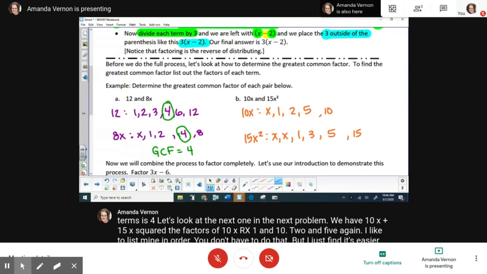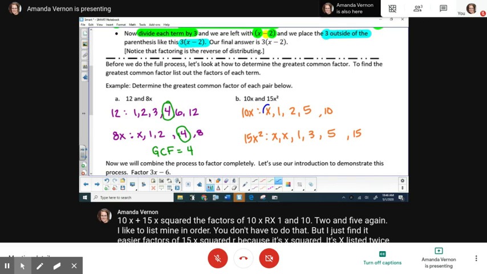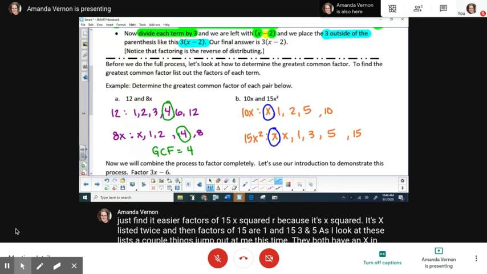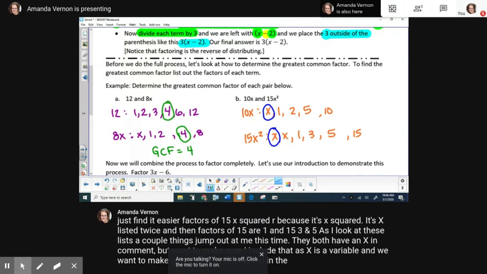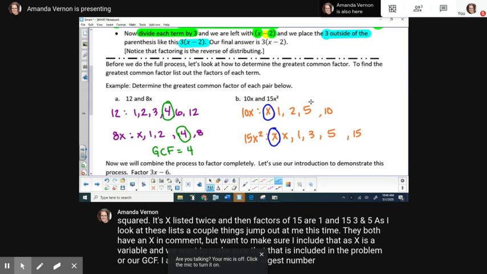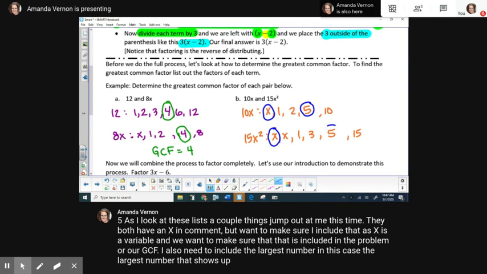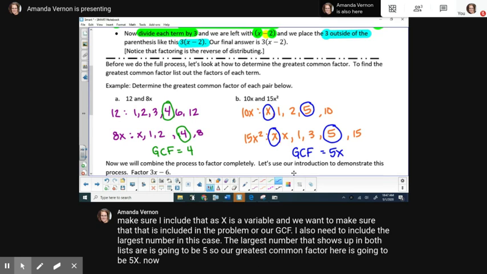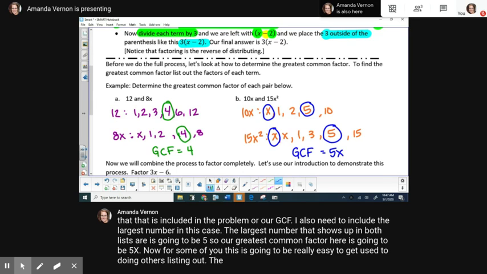As I look at these lists, a couple things jump out at me. This time, they both have an x in common. So I want to make sure I include that, as x is a variable, and we want to make sure that that is included in our GCF. I also need to include the largest number. In this case, the largest number that shows up in both lists is going to be 5. So our greatest common factor here is going to be 5x. Now, for some of you, this is going to be really easy to get used to doing. Others, listing out the factors is going to be necessary.